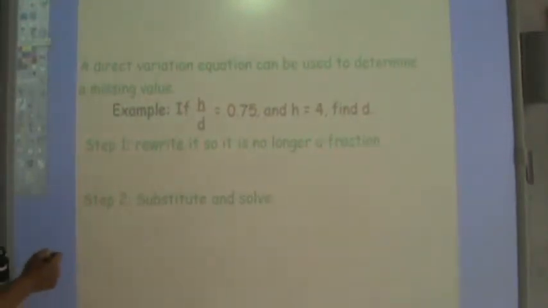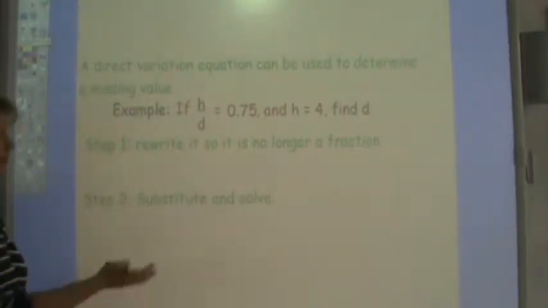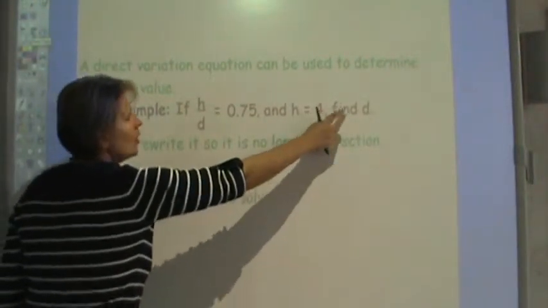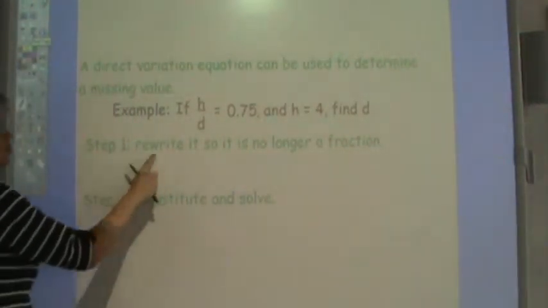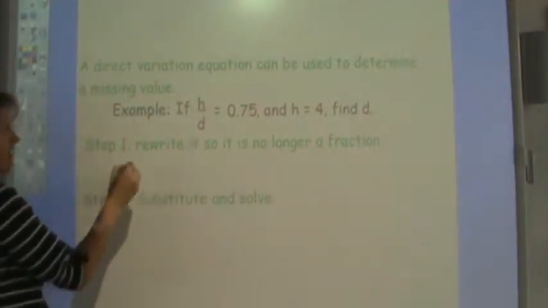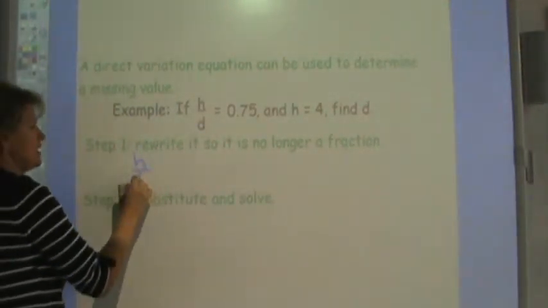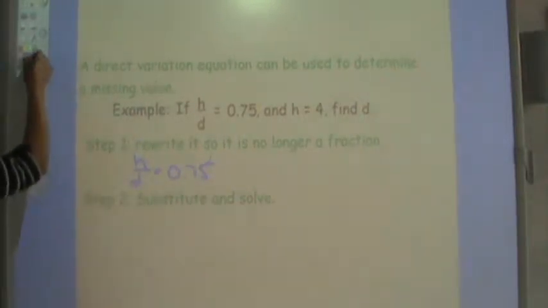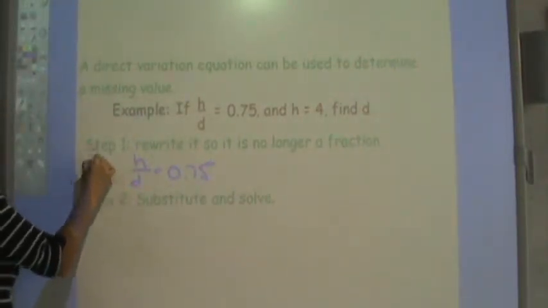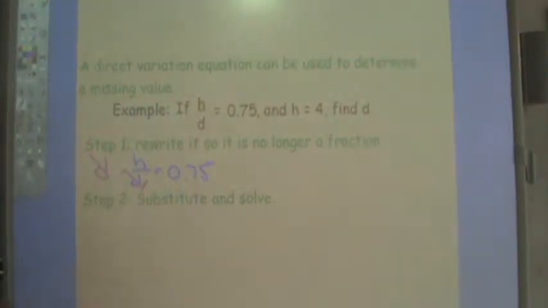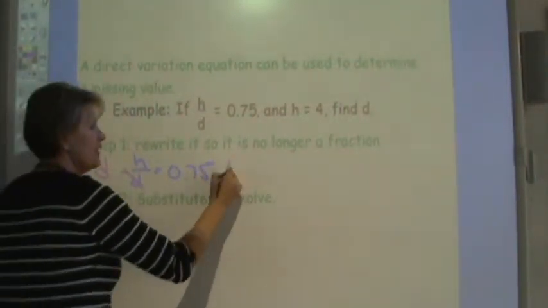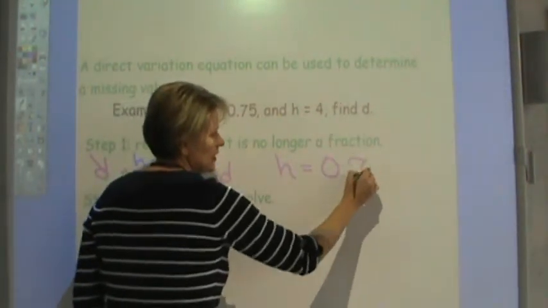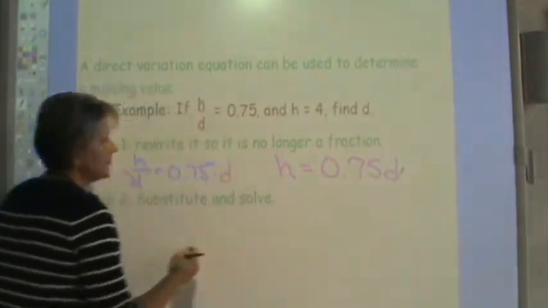A direct variation equation can be used to determine a missing value. Example: if h over d is 0.75 and we know h is 4, we can find d. First we're going to rewrite it so it no longer has a fraction in it. We had h over d equals 0.75. If I multiply both sides by d, that's going to get rid of that fraction. Whatever I do to one side, I do to the other. So if I rewrite it, it's h equals 0.75 d.